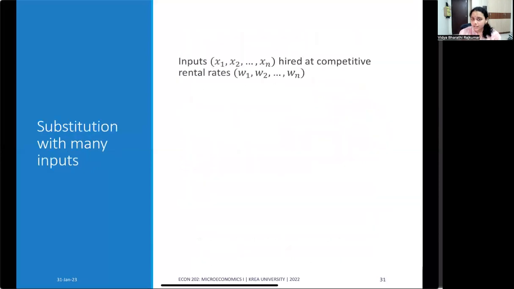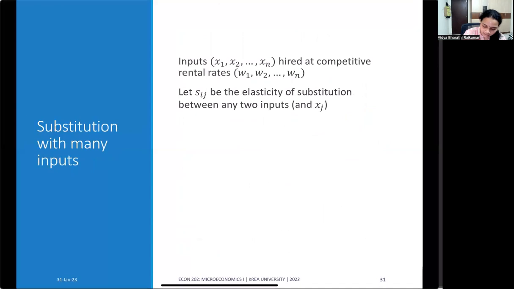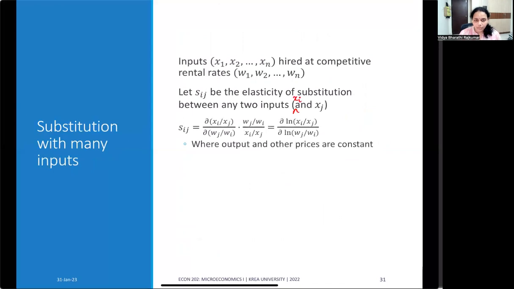Now, we could expand this to the n inputs case and compute the degree of elasticity of substitution between any two inputs, xi and xj. Sorry, there's a typo there. We should say xi and xj. So we can write the formula in a similar way as it was in the two input case. Now, the important aspect of how this differs from the previous version of elasticity of substitution that we learned in the earlier chapter is that there, when you're talking of substitutability between two inputs, we tend to keep the other inputs fixed.